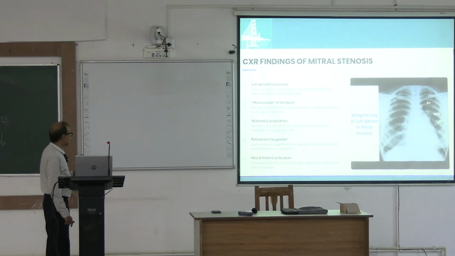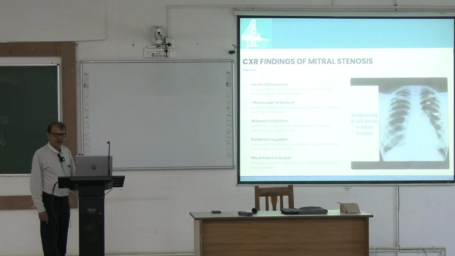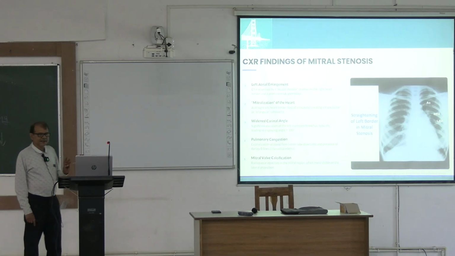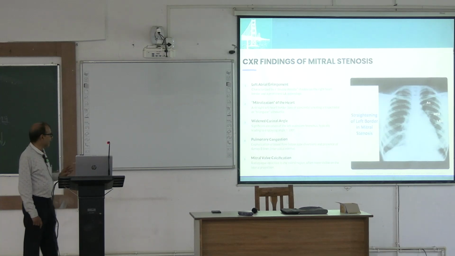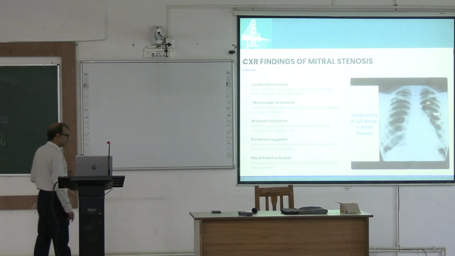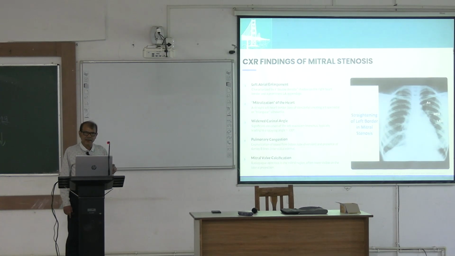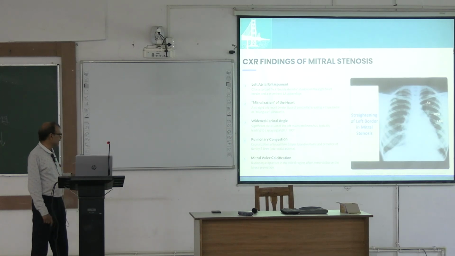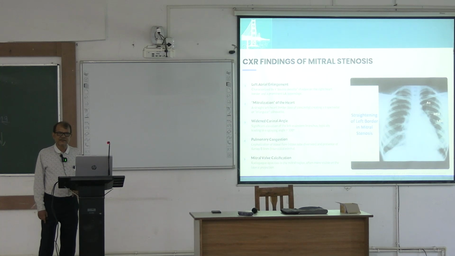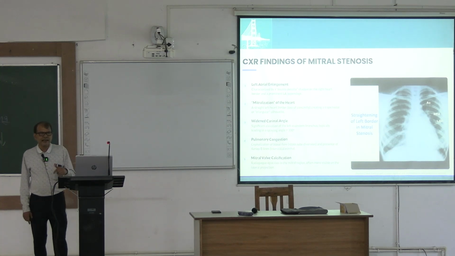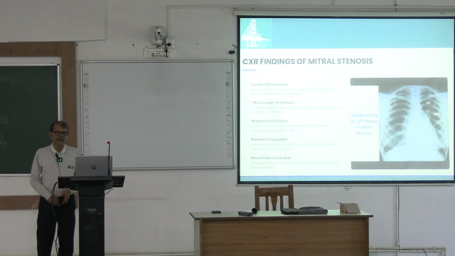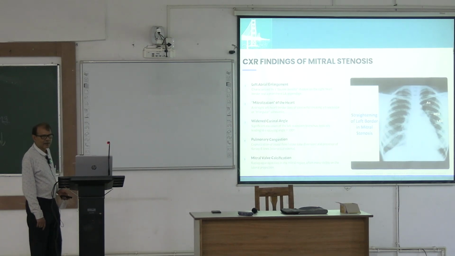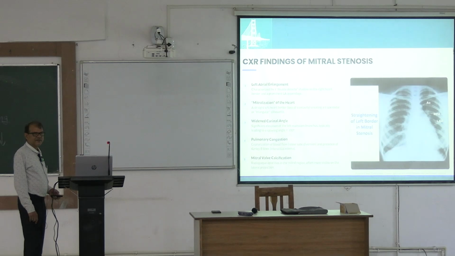Now in summary, on X-ray we see left atrial enlargement, mitralization of the heart, second, third, widened carinal angle, fourth, pulmonary congestion, followed by pulmonary arterial hypertension features, and then lastly the mitral valve calcification, especially in the older age group or long-standing mitral stenosis subjected to repeated hemodynamic trauma with development of fibrosis.